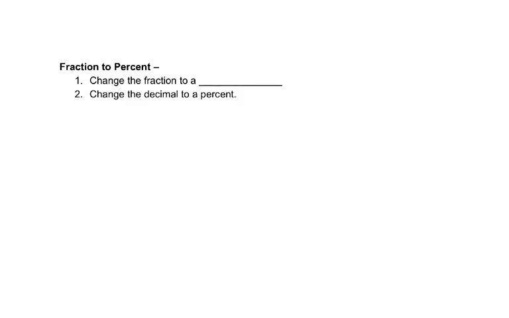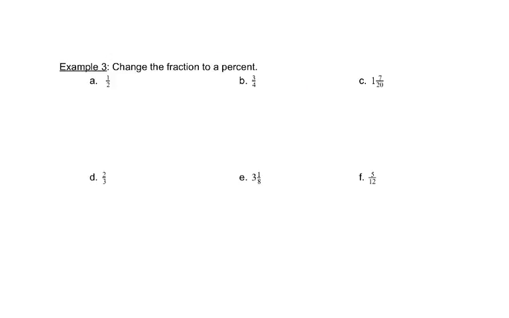To change a fraction to a percent, we change a fraction to a decimal by dividing, and then we change the decimal to a percent by, again, multiplying by 100%, or moving the decimal place 2 places to the right. So 1/2 we know is 0.5. Then I would need to move the decimal place 2 places to the right, which would give us 50%. 3/4 is 0.75. Move the decimal place 2 places to the right, and I get 75%.